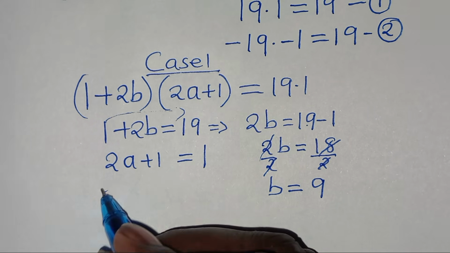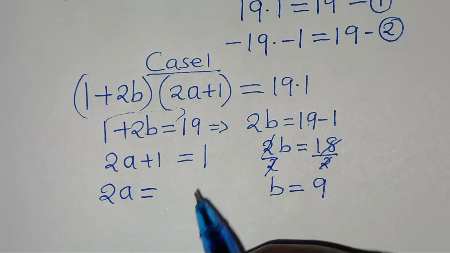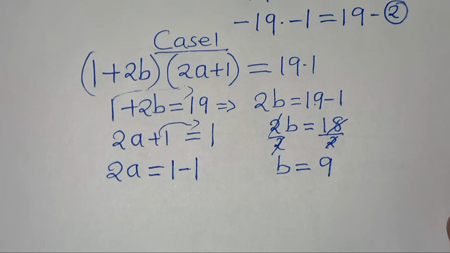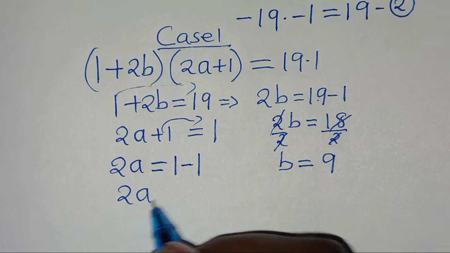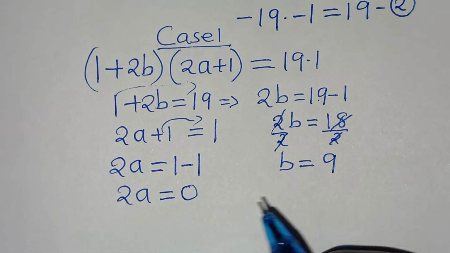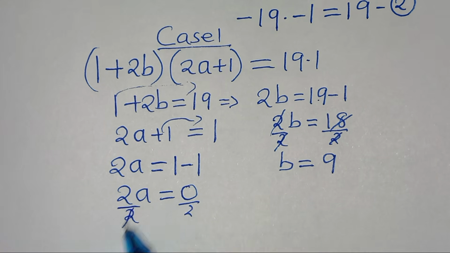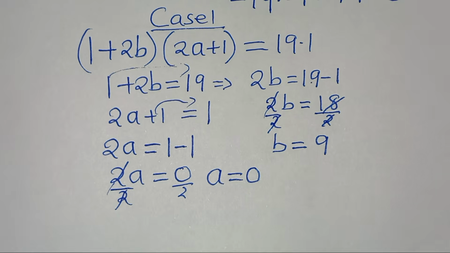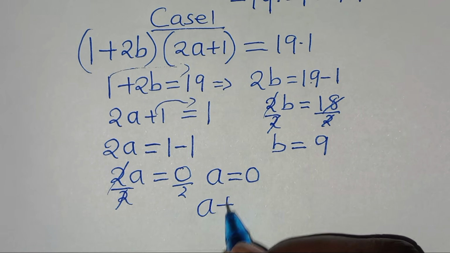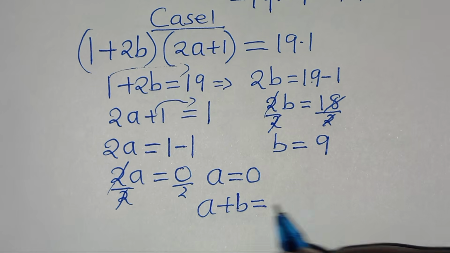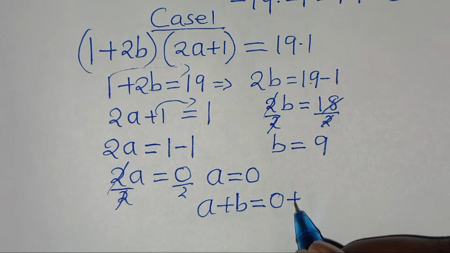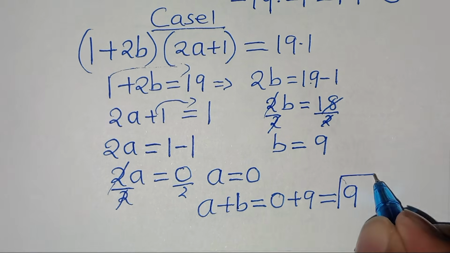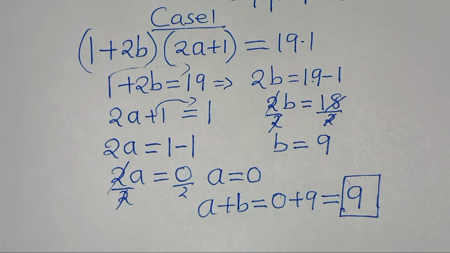Now here we have 2a equal to, let's take plus 1 on the right hand side, 1 minus 1, which is 0. So divide both sides by 2, and this implies that a is equal to 0. Therefore, a plus b is the same thing as 0 plus 9, and this is equal to 9. So this is the solution in case 1. Let's proceed to case 2.